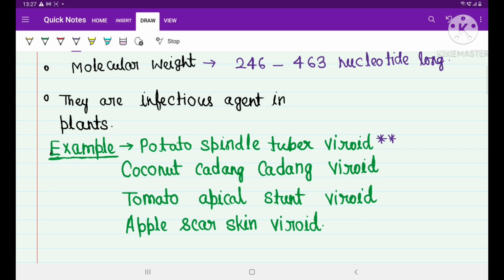And again a question was asked in 2017 on how viroids are different from viruses. Viruses have a protein coat plus genetic material, but viroids have a naked single stranded RNA. So this is all about viroids.